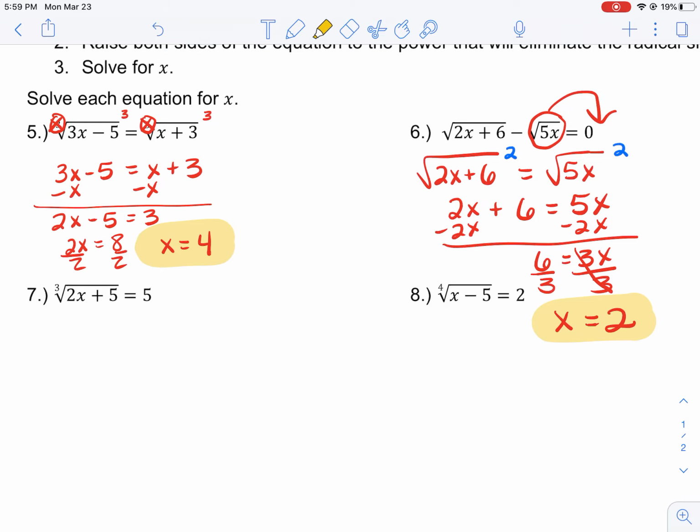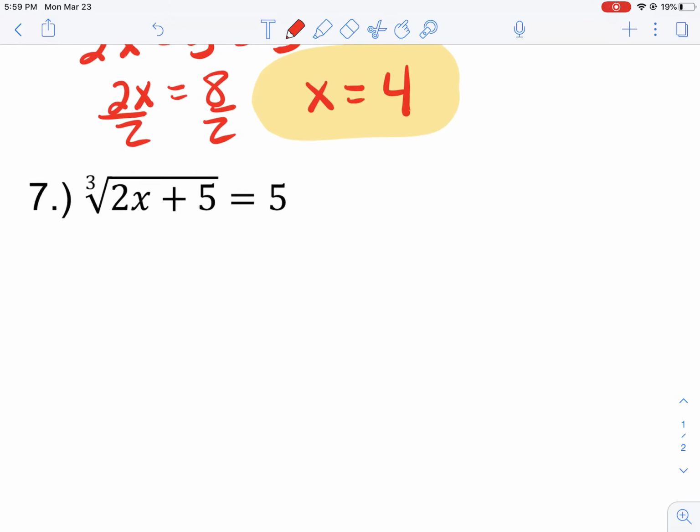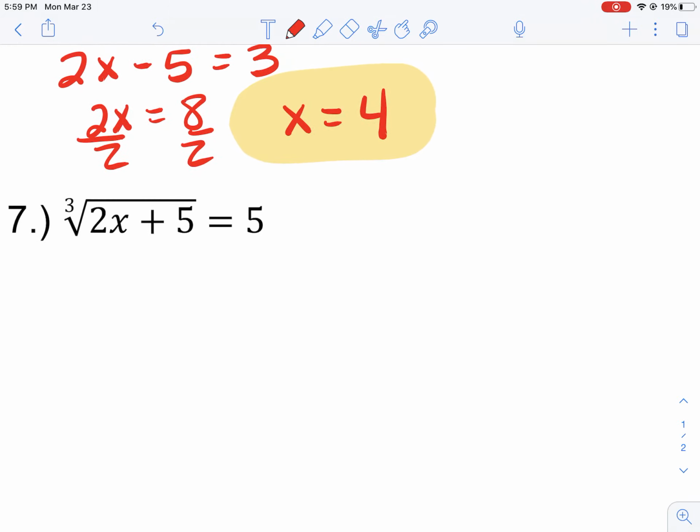Okay? All right, now in the last set of problems, we have a radical on one side and a whole number on the other side. So we can't do anything with this 2x plus 5 until we get rid of this 3. So we're going to start by cubing both sides, just like we did in the previous problems. When we cube, we're going to eliminate the 3 here. We lift the gate, and we get 2x plus 5.